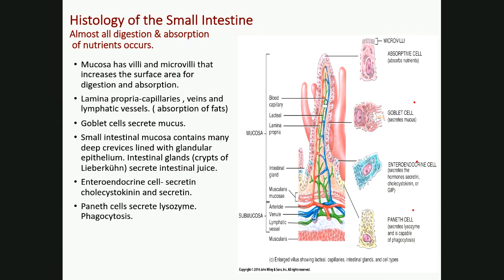It contains veins, capillaries, and lymphatic vessels, with the lymphatic vessels being important for the absorption of fats. The goblet cells secrete mucus. The enteroendocrine cells secrete the hormones secretin and cholecystokinin, and the Paneth cells secrete lysozyme, which acts as the phagocytotic ability of that region of the small intestine.